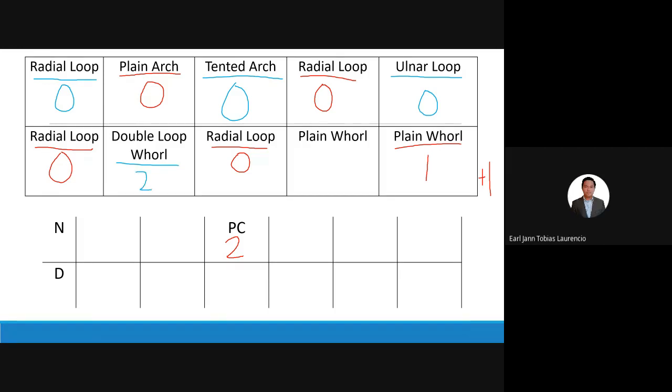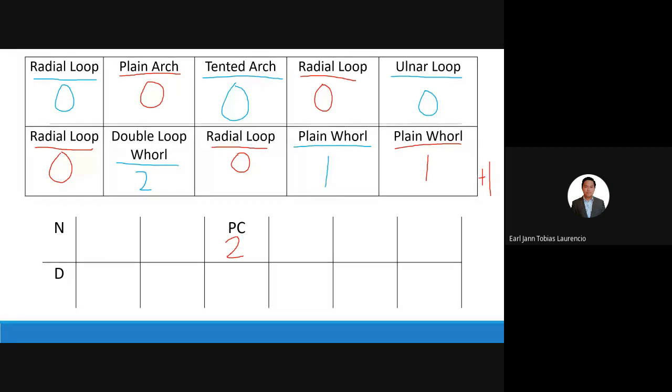Bakit 2 ang value niya? Kasi, sir, yun yung... hindi kasi alam ng mga kaklase mo bakit 2 yan. Kasi ang pattern niya ay double loop whorl. Double loop whorl, sir. Yan. Next. Last. This one. Sir, 1, sir. 1. Okay.